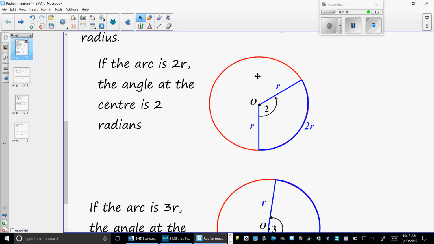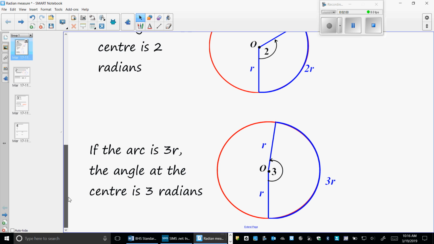If you've got R and 2 lots of R, it'd be 2 radians. What I'm saying is how it changes. The R and the R have got to be constant, obviously, but the arc length is the bit that can change. So if that arc length was now double, then the angle would be double, so it would be 2 radians. If it was triple, it would be 3 radians. You get the idea.